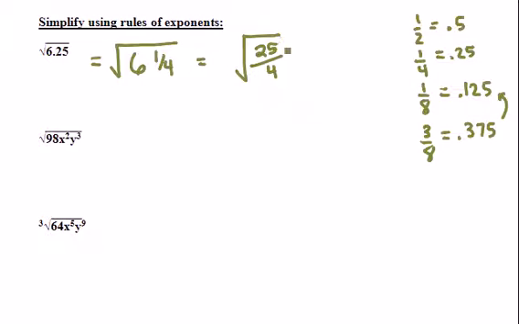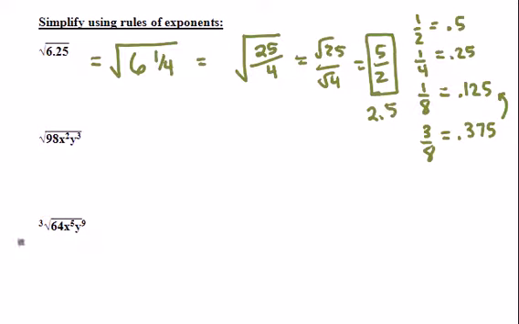Oh my gosh, that would be so much nicer to take a square root of. Because we could do the square root of 25. And we could do the square root of 4 separately, leaving us with 5 halves, which is our answer. Very nice. Also known as 2.5.